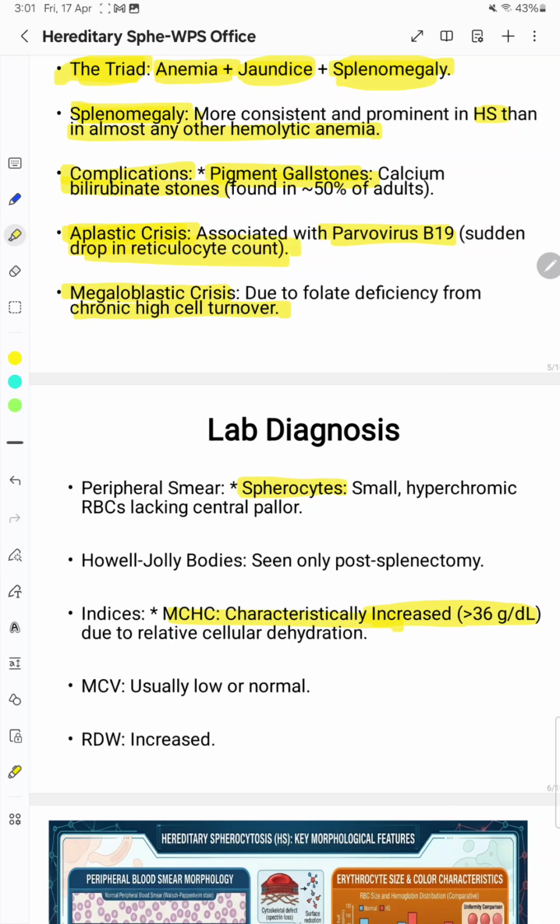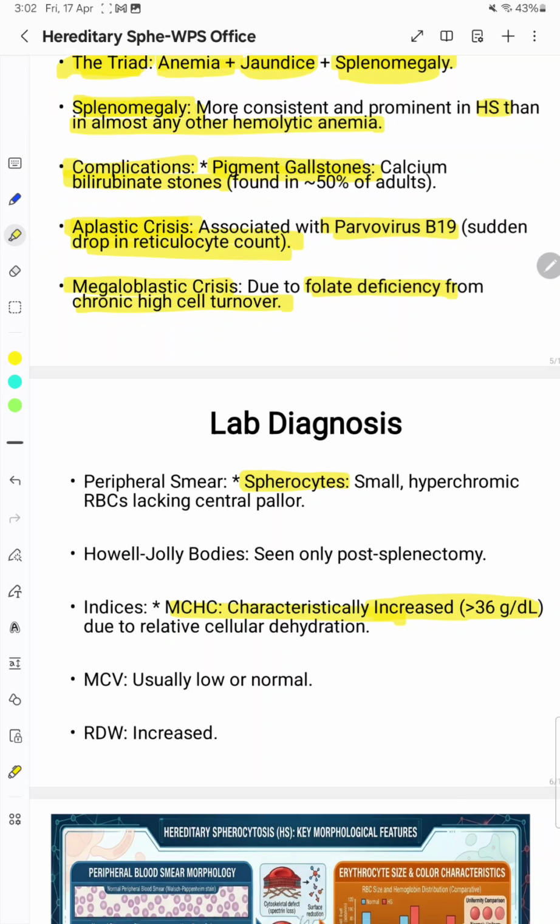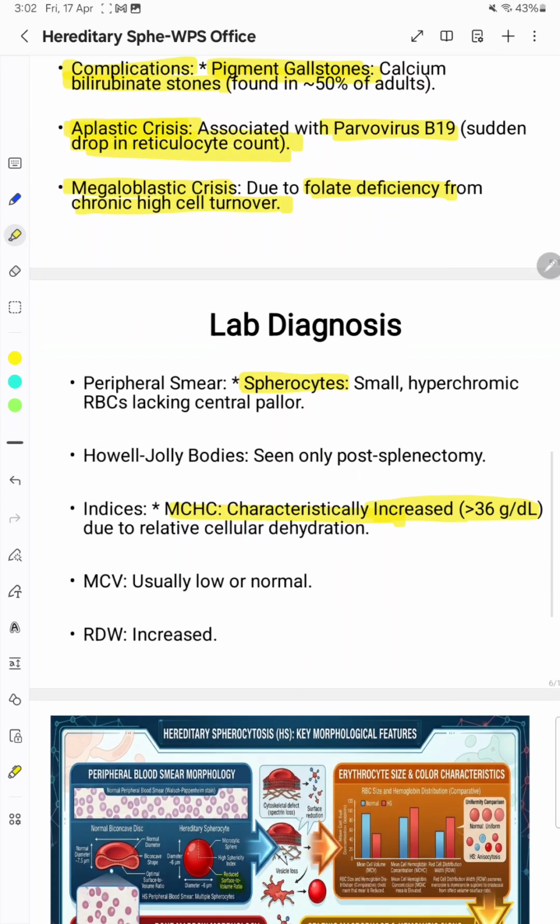Megaloblastic crisis can also be seen. There is increased hemolysis which promotes the bone marrow to form new erythrocytes. So there is erythroid hyperplasia, and high cell turnover may result in folate deficiency and a megaloblastic condition.